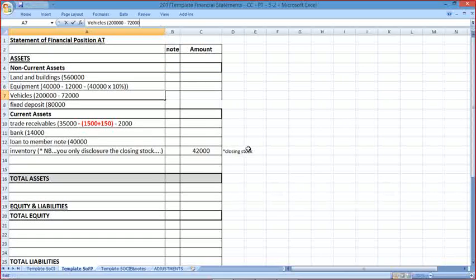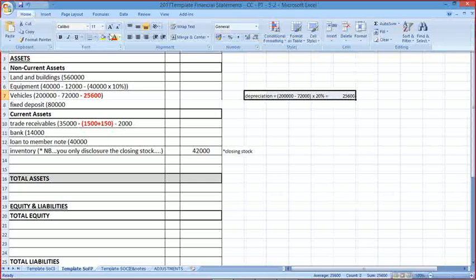Okay, so go to your statement of financial position. Vehicles is going to be, in terms of depreciation, let's write it down here. Depreciation equals brackets 200 minus 72 close brackets times 20%. That gives you 25,600. Okay, so that's going to be depreciation that you're going to subtract from your vehicles. Of course, that makes sense.